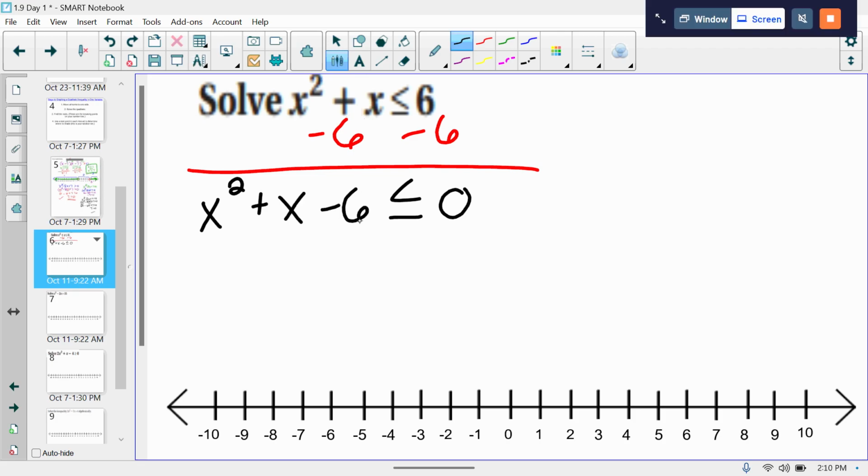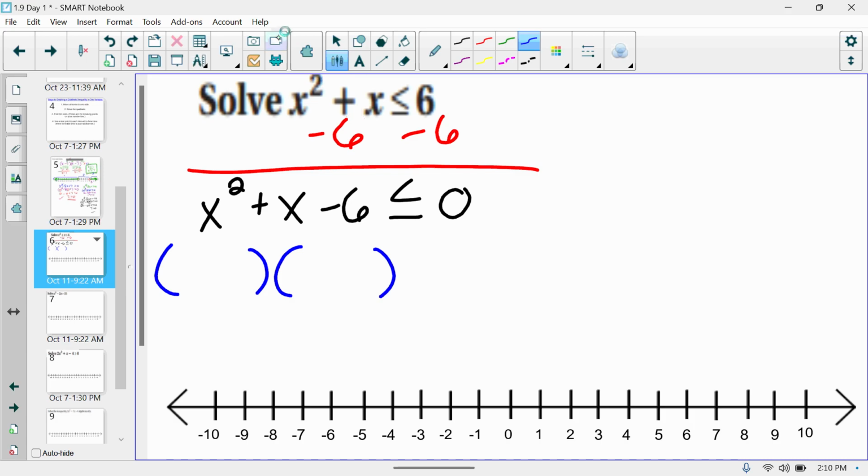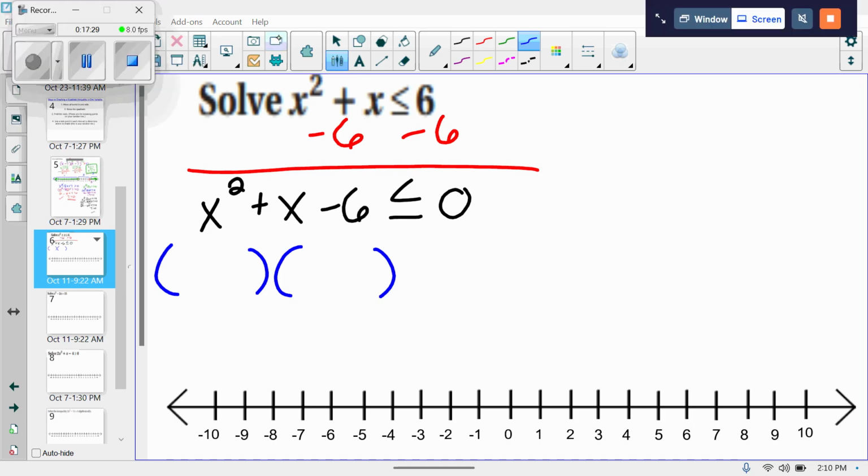How do you solve this? We have options. You can try to factor it. You can use the quadratic formula. I would always try to factor it first, and if you can't figure out how to factor it, then go use the quadratic formula. But you try to factor it. I'll give you a minute to do that.